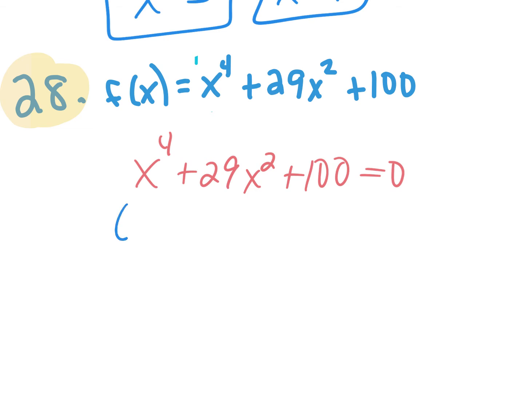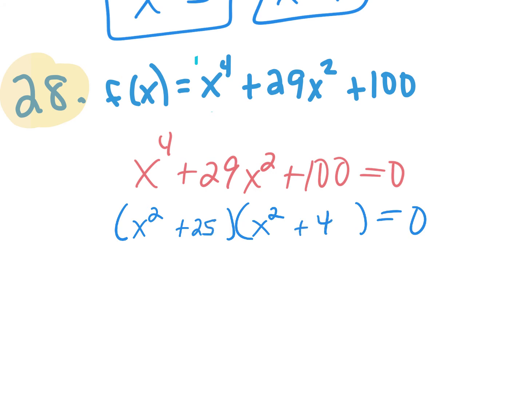If I break this down, good job. What times what gives me x to the fourth? x squared and x squared. What times what will give me 100 when I multiply, but 29 when I add? 25 and positive 4. Perfect.